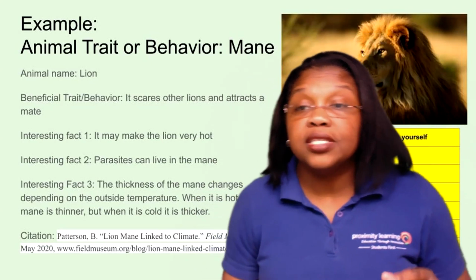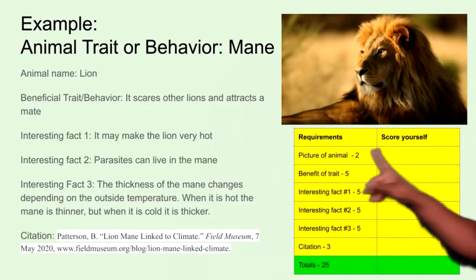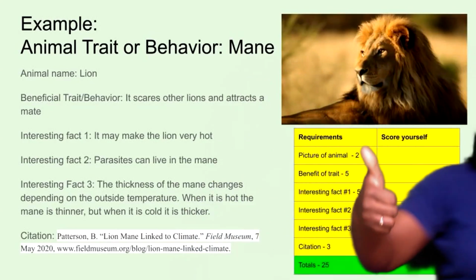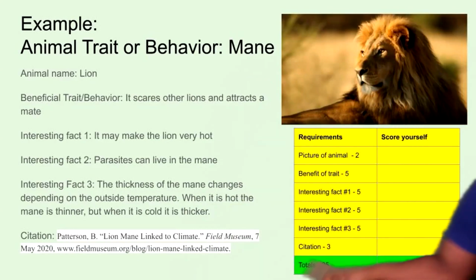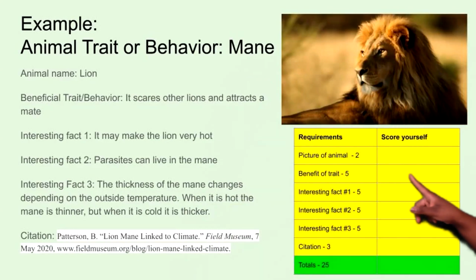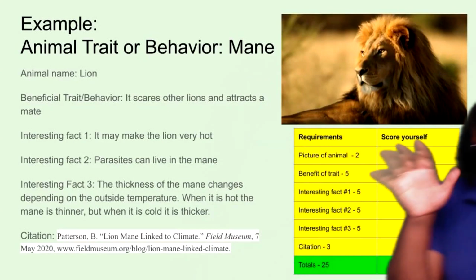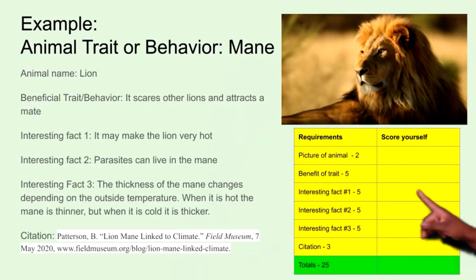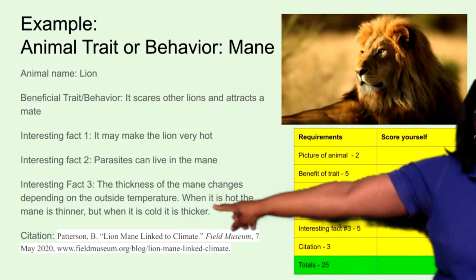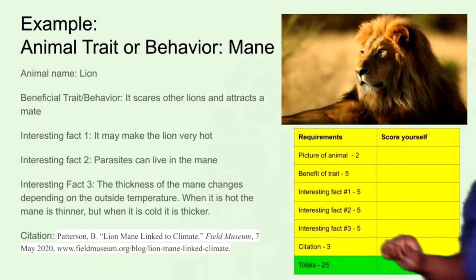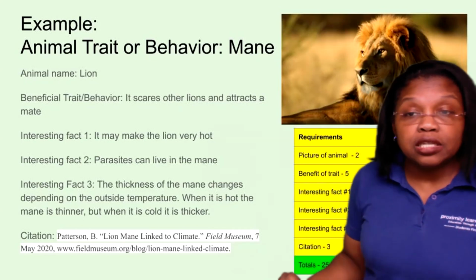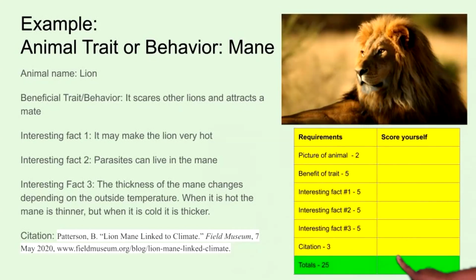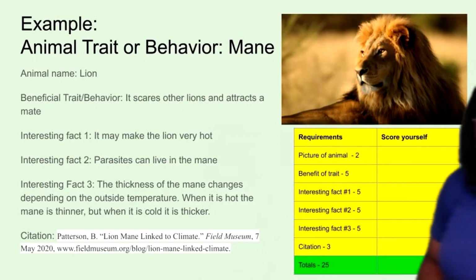Are you ready? Grade myself with me. Okay, so picture of animal. Can I give myself 2 points? Cha-ching, yes, because I have the animal there. Benefits. Did I specifically say how the mane benefits the animal? Yes, I did. 5 points. Interesting fact. Did I give 1, 2, 3 interesting facts? 1, 2, 3. Cha-ching, cha-ching, cha-ching. Yes. Is my citation in MLA? Yes, it is. I give myself 3 points. I add them all up. I can give myself 25 points for this slide. Thank you, Miss Ogie. There you go.